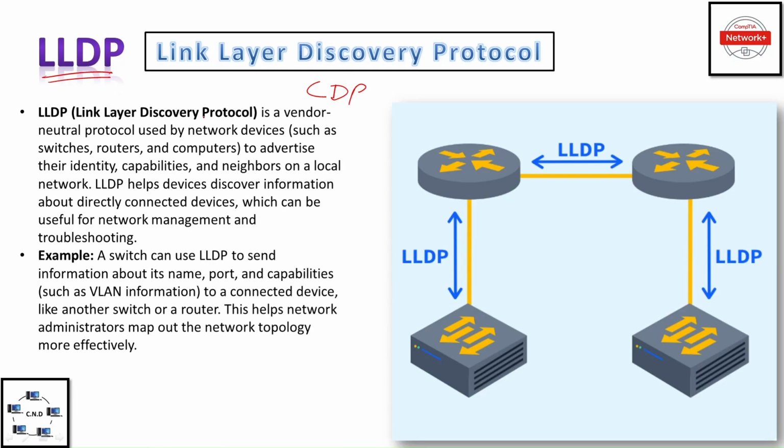So LLDP, or Link Layer Discovery Protocol, is a vendor-neutral protocol used by network devices such as switches, routers, and computers to advertise their identity, capability, and neighbors on a local network. LLDP helps devices discover information about directly connected devices, which can be useful for network management and troubleshooting. For example, a switch can use LLDP to send information about its name, port, and capabilities such as VLAN information to a connected device like another switch or a router. This helps network administrators map out the network topology more effectively.